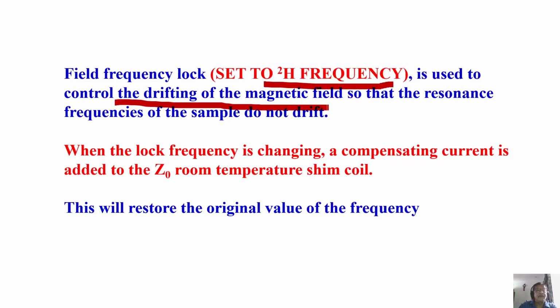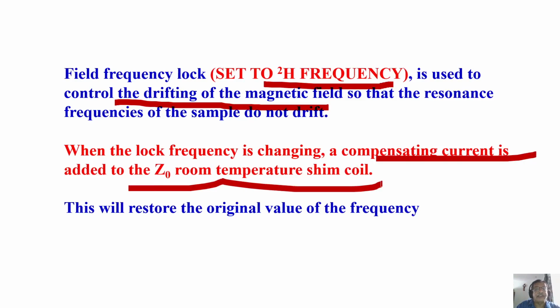Control the drift, because what happens is when the lock frequency gets changed for some reason, a compensating current is added to the Z0 room temperature shim coil so that it will restore the frequency to the original value. If any field drift is there, a compensating field is always supplied by the lock circuit so that the lock will maintain the frequency. That means it will maintain the field and prevent it from drifting.